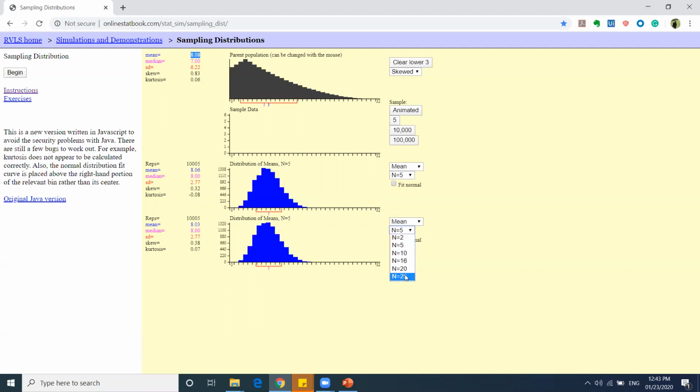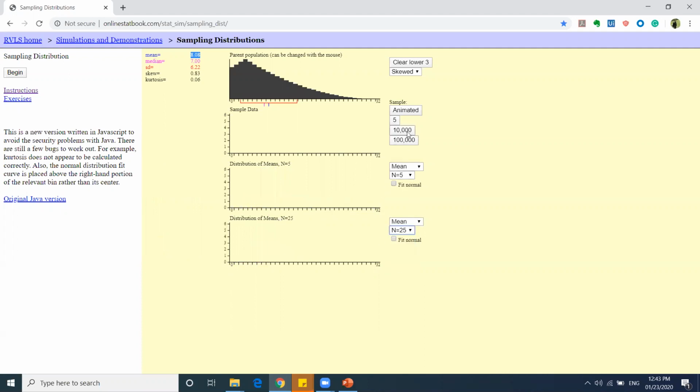Let's say in the second case we assume n is equal to 25, and then we'll sample it. So you see that in the first case the number of samples is 5, and in the second case the number of samples taken is 25, and the sample size is 10,000 in both the cases. So you see that the sampling distribution follows a normal distribution in both the cases. But as the number of samples increases, the standard error decreases. We will discuss standard error later in this video.